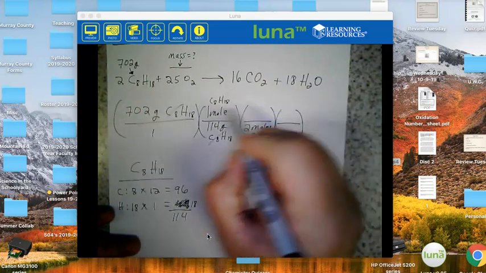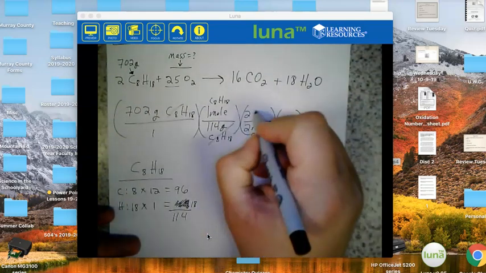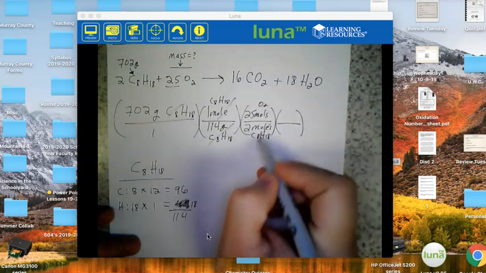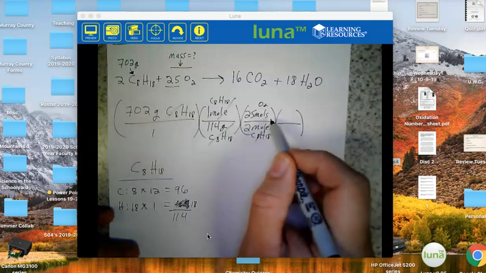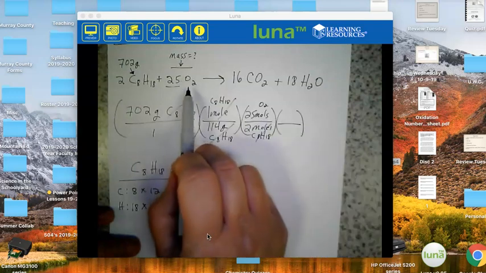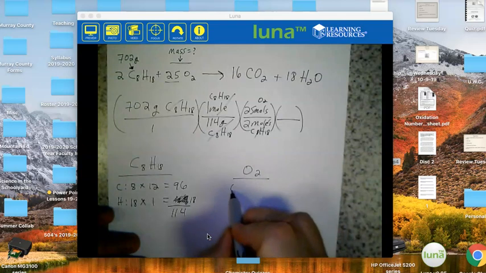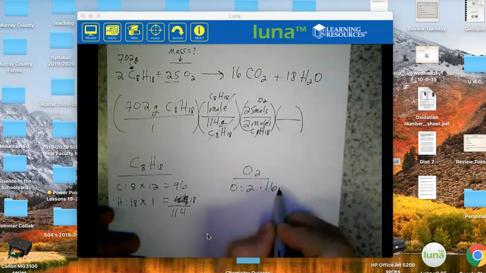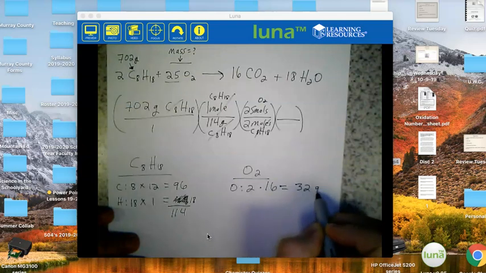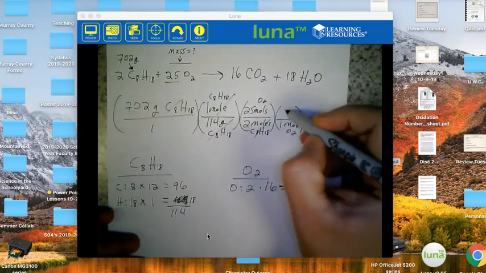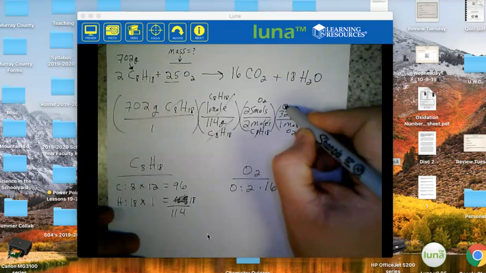Oh, sorry, not 2. It's actually 25. So 25 moles of O2. Okay, so units cancel out there. I'm left with moles of O2. And now the last step is to find the mass of O2, so that's easy enough. There's 2 atoms there, so 2 times molar mass, which is 16, so that's 32 grams per mole. Alright, so I have 1 mole of O2, and that weighs 32 grams.